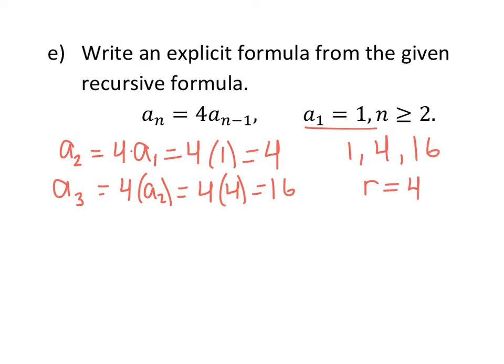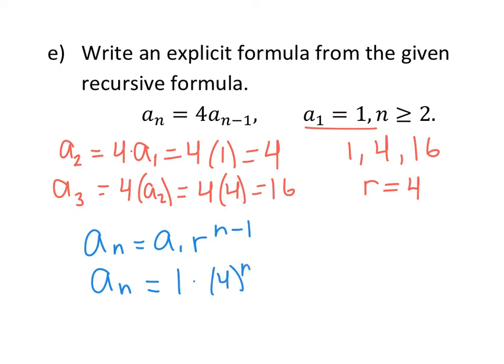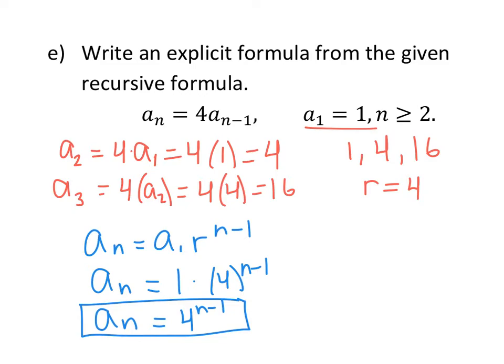So now that I have that, I can go right to my explicit formula. So explicit for geometric is a sub n equals a sub 1 times r to the n minus 1. So it is a sub n equals 1 times 4 to the n minus 1. It's not necessary to keep that 1 there because it's a 1. So I can simply write it as a sub n equals 4 to the n minus 1, although the previous would also be correct.